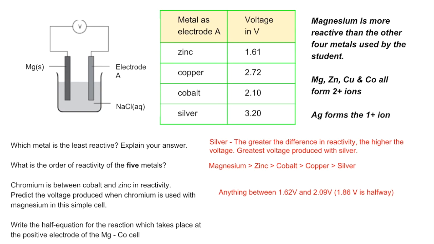And finally, write the half equation for the reaction taking place at the positive electrode of that cell. Well, the positive electrode is going to be the cobalt electrode because it's the least reactive of the two metals, and reduction always takes place at the positive electrode, so it's going to be that one there.